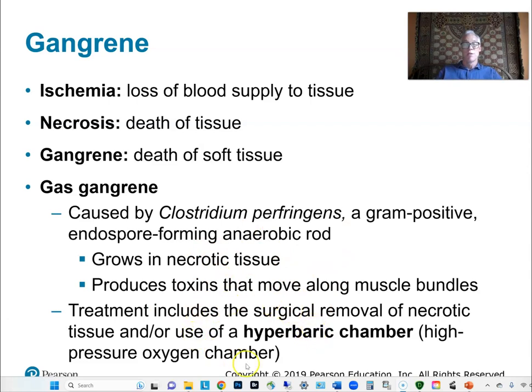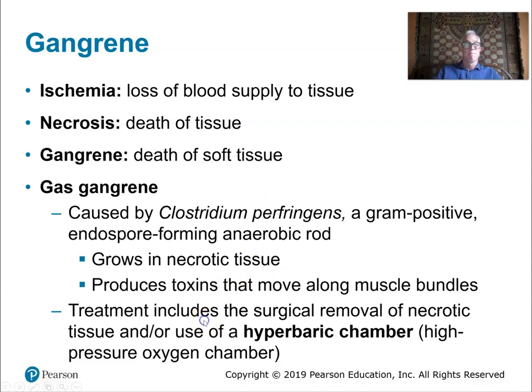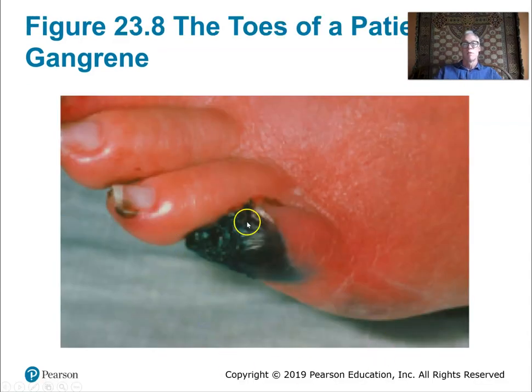One interesting treatment: a hyperbaric chamber. Besides removing the necrotic tissue, you can put the limb or the body in a hyperbaric chamber. You're putting them in a chamber and cranking up the pressure of oxygen to several atmospheres of pure oxygen. That will help force oxygen to penetrate down into all the tissues, and the bacteria are obligate anaerobes, and that can suppress the growth of the Clostridium perfringens bacteria. There's a picture of some gangrene on the small toe.